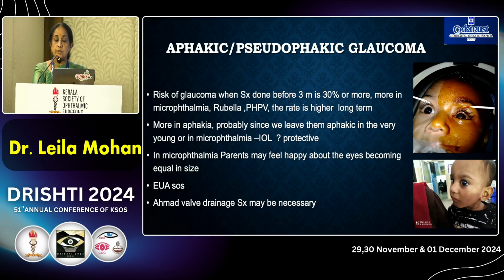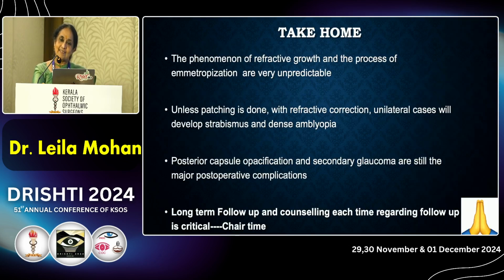You see this unilateral cataract child had a microphthalmia, and they thought the eyes are becoming equal in size, and were very happy that they are becoming normal, and they didn't bother to come. And then he went in for glaucoma. Glaucoma was advised, but they didn't come.